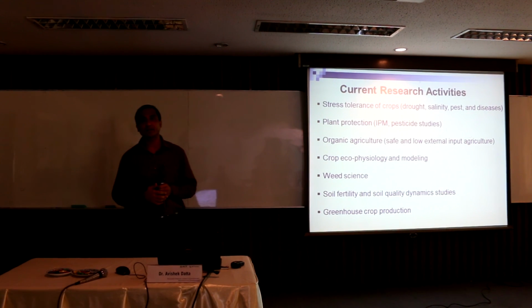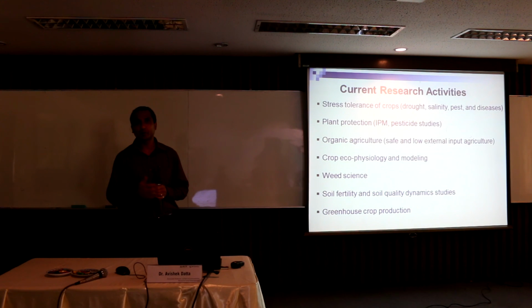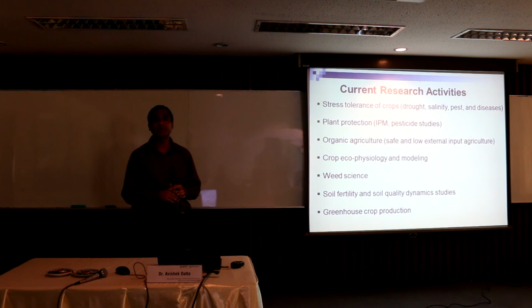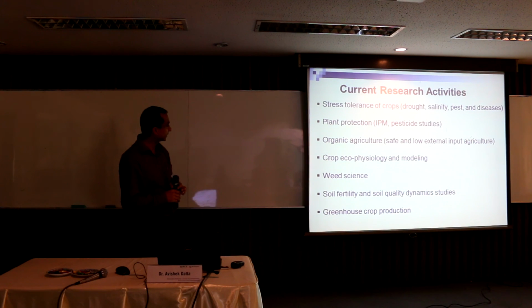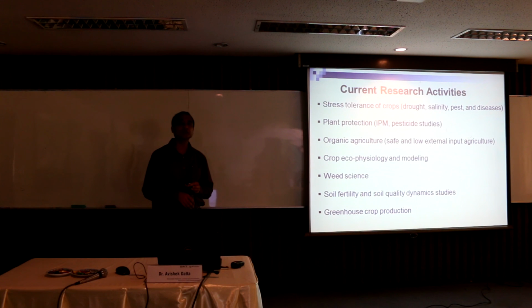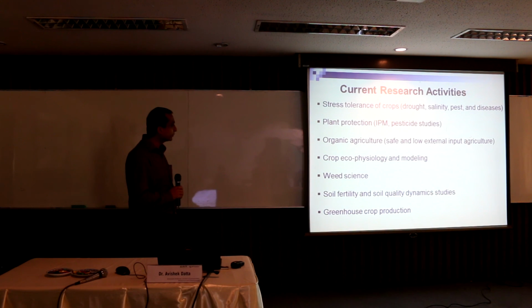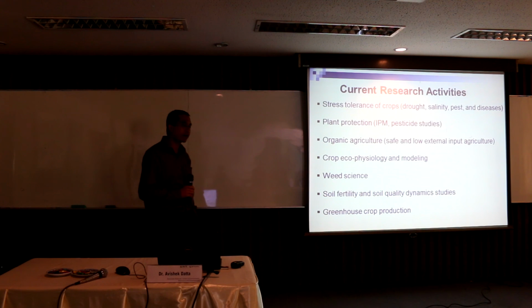So when they start to buy food, from where will they buy, because the production is not matching with the population increase, and this will especially be a big problem in many Asian countries. So whether that concept of organic agriculture really means something, especially in Asia. And then crop ecophysiology modeling, with science, soil fertility management, as well as greenhouse crop production.